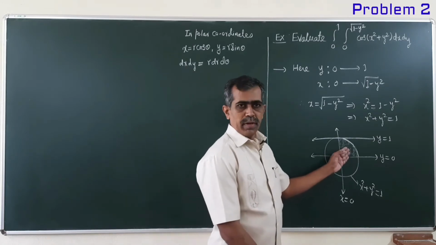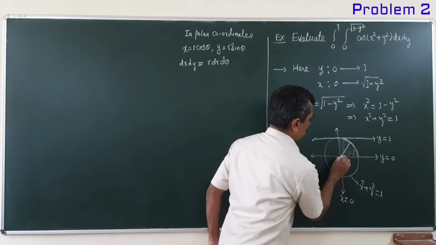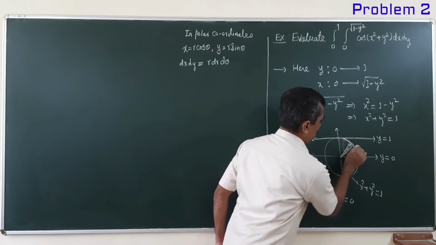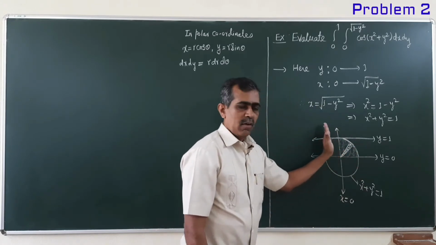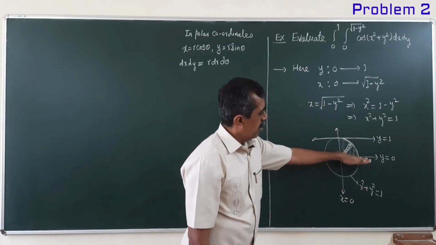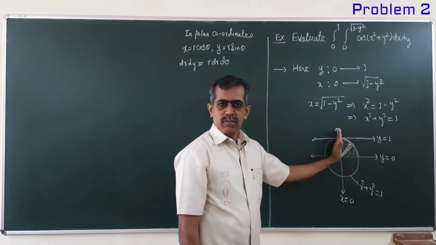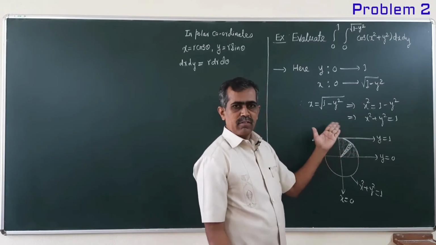So see, this is the domain. Here we have to take a strip. How is our strip now? Our strip is this. Either you take a line or you take a strip, because we want to cover this portion. So our strip will move in this first quadrant and it will move from theta equal to 0 to theta equal to pi by 2.